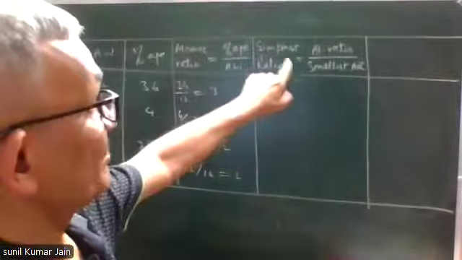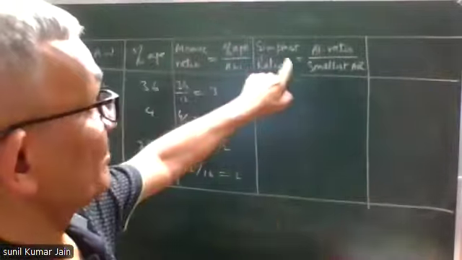Next column. Whole number ratio. This is the last column, right? Whole number ratio. This last column is used only if one or more of these numbers is a fraction. If all of them are whole numbers, then last column is not required. We have one value as a fraction, that is 1.5.